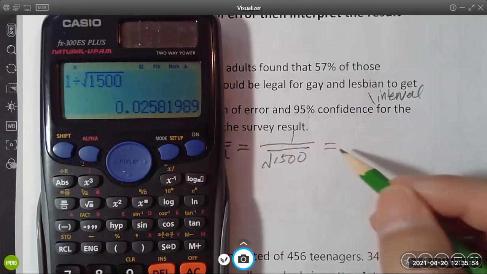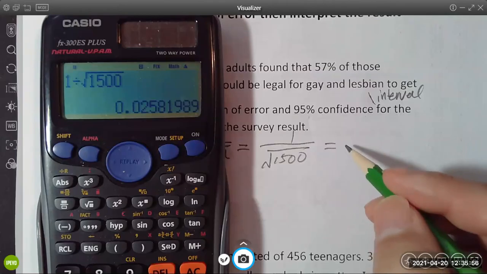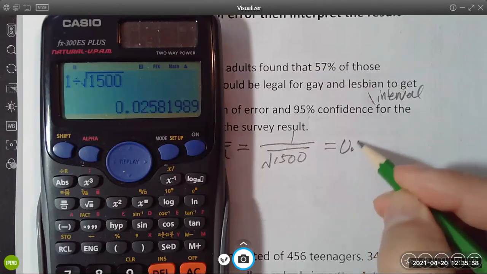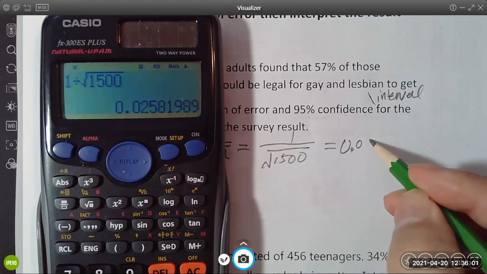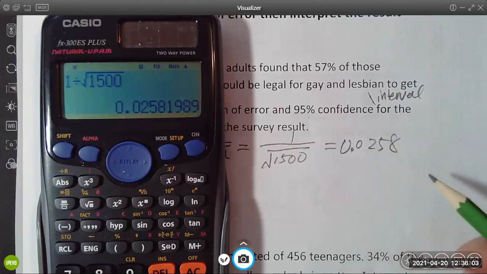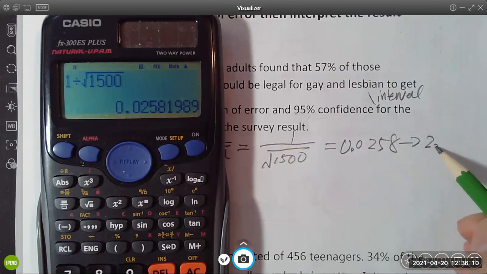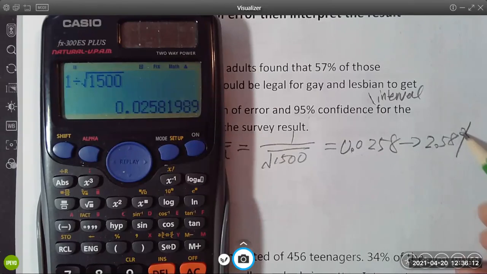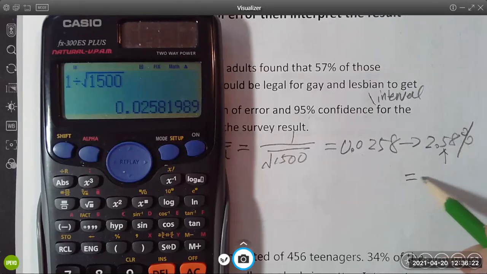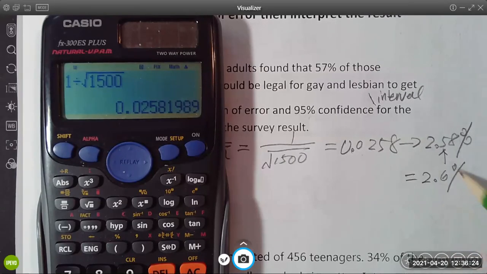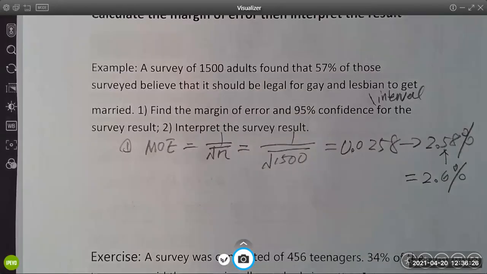So in order to have one decimal point in percent, I need to keep 4 decimal digits. So 0.0258. That's 4 decimal digits. When I convert it to percent, I need to move 2 digits to the right, 2.58%. Now I can round it to 1 decimal digit. That's why I have to have 4, so that I have 2 decimal digits in percent, so that I can round it to 1 decimal digit in percent. That's 2.6%. That's our margin of error.